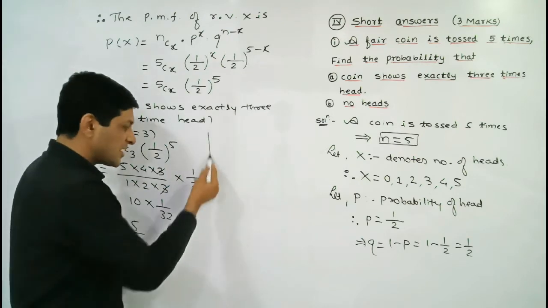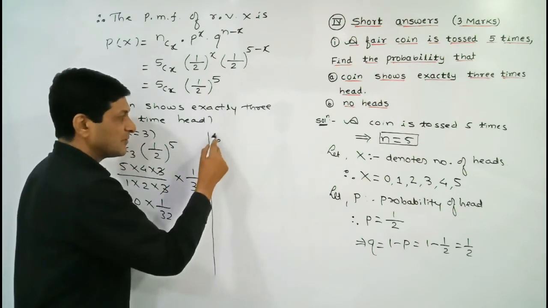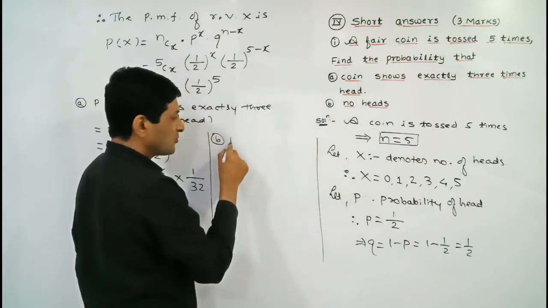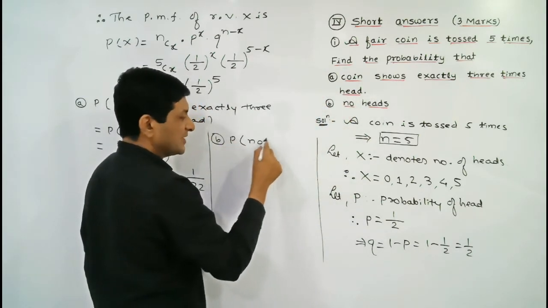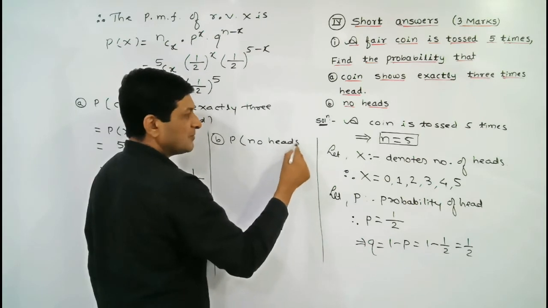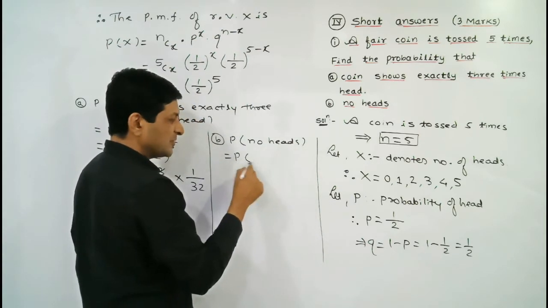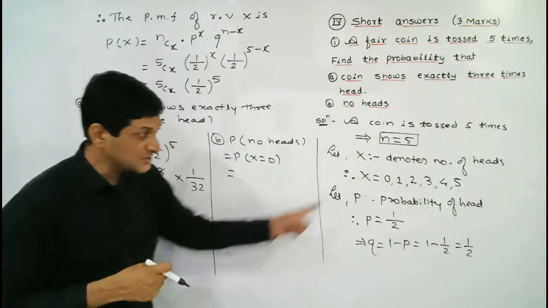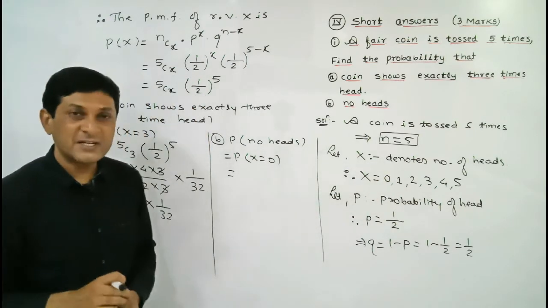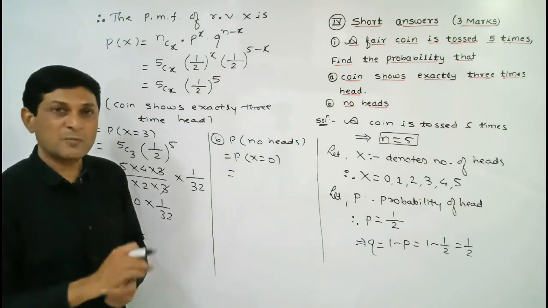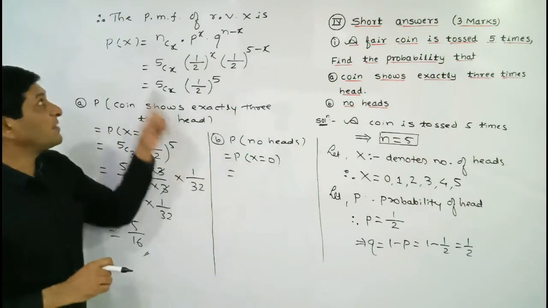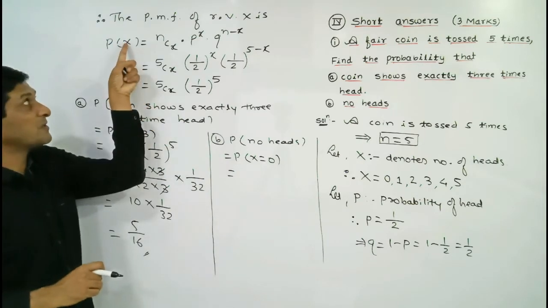Now let us try to find the second required value. What is the second required value? In the second required value we have to find the probability of no heads. No heads means what? The number of heads will be equal to 0, meaning p of x will be equal to 0, because x denotes the number of heads, and the number of heads is equal to 0. Our required probability is p of x equal to 0. Now already the probability mass function is known to us. We simply have to replace x by 0.